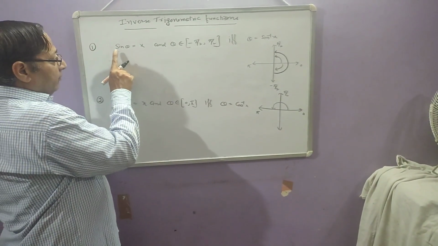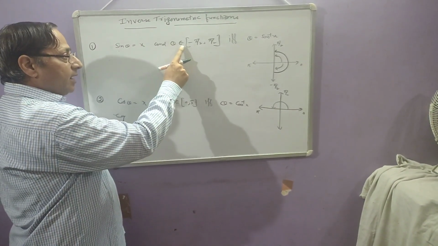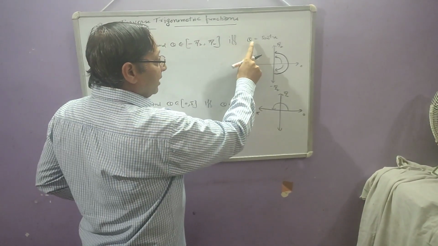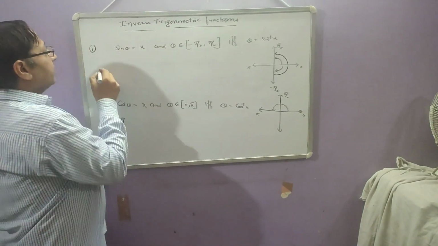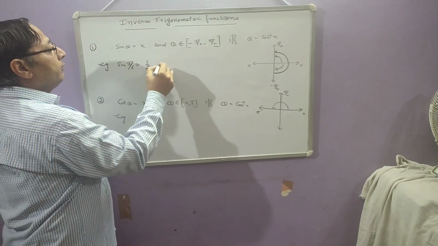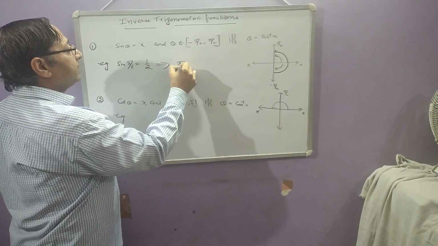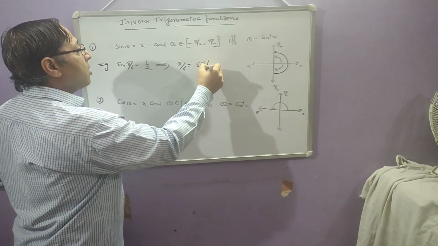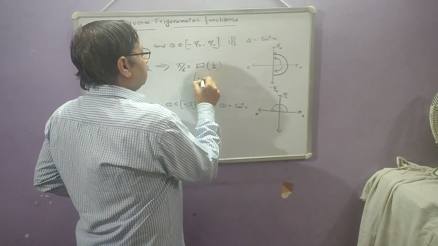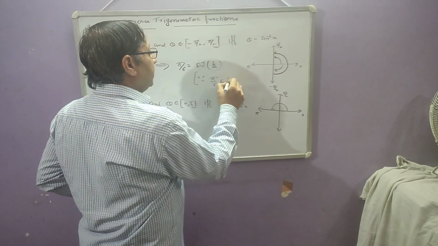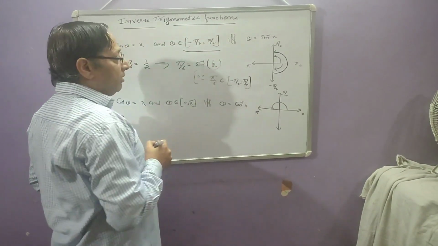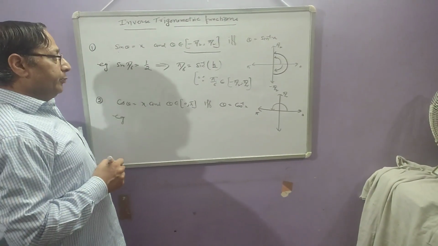Once again, whenever sine theta is equal to x and theta belongs to the closed interval minus pi by 2 to pi by 2, if and only if theta is equal to sine inverse x. Now for example, sine of pi by 6 is equal to 1 by 2. It implies pi by 6 is equal to sine inverse of 1 by 2 because here the angle pi by 6 belongs to the interval minus pi by 2 to pi by 2, and this interval for the sine inverse function is called principal branch value.